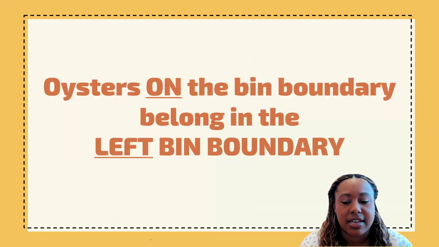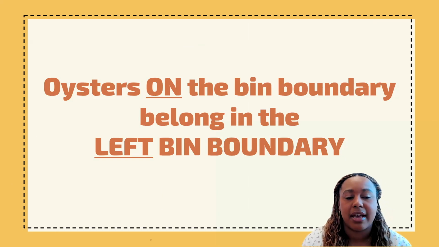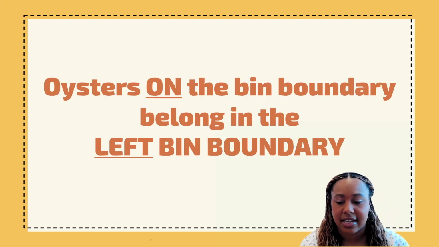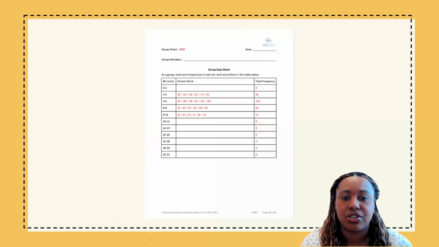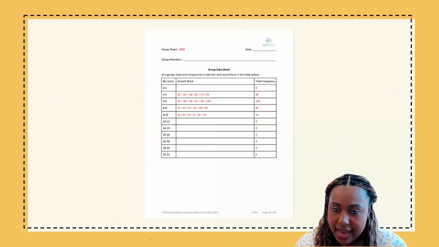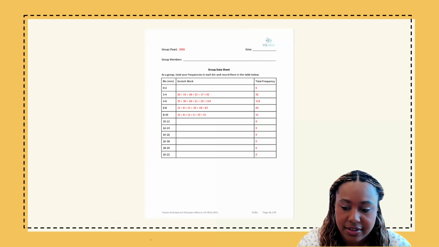Students will organize their data into 2-millimeter wide bins, and the lecture PowerPoint will walk through this in more detail, but in short, oysters on the bin boundary belong in the left bin boundary or the lower bound. This is very important to emphasize so that binning is consistent. Then, as a group, students should total their frequencies, and the numbers in the total frequency column will be used to create their histograms.